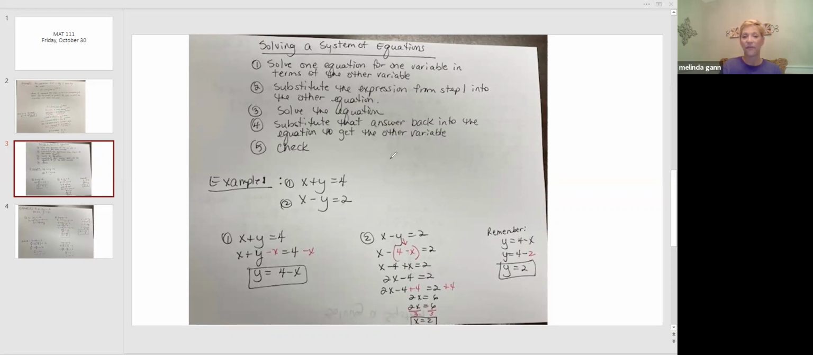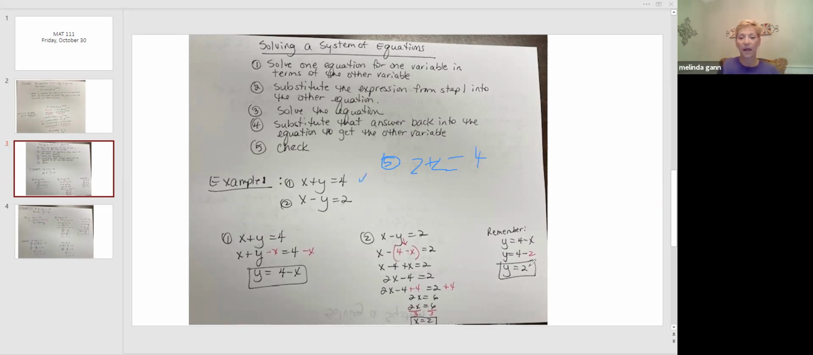See, I didn't do step 5. If I do step 5, it helps me catch mistakes like this. Because watch what would happen. If I put X to be 2 and Y to be 2 in here, I do get 2 plus 2 is 4. Okay, so that means that made the first equation work. So that would have worked, check.